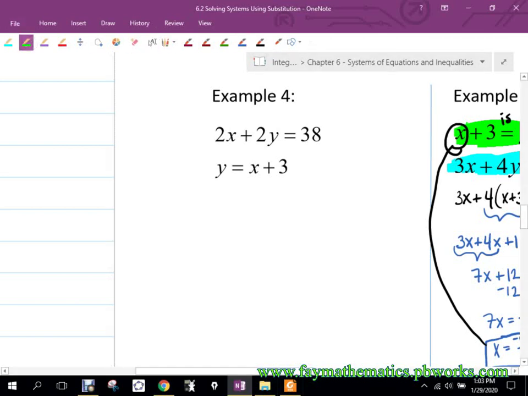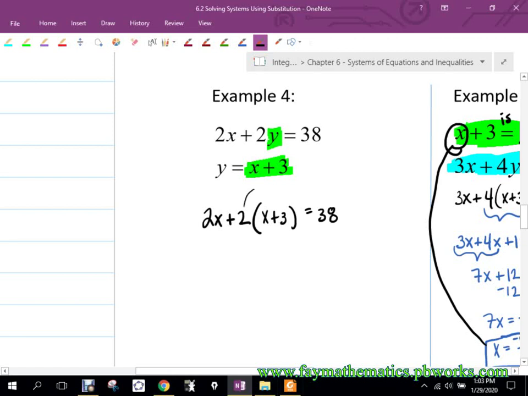So looking at these equations, which one already has something solved for? Okay, so we know y is x plus 3, right? So right there, I can replace y with what? X plus 3. So I get 2x plus 2 times x plus 3 equals 38.